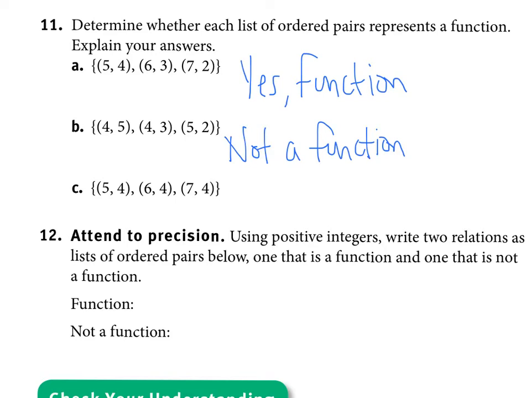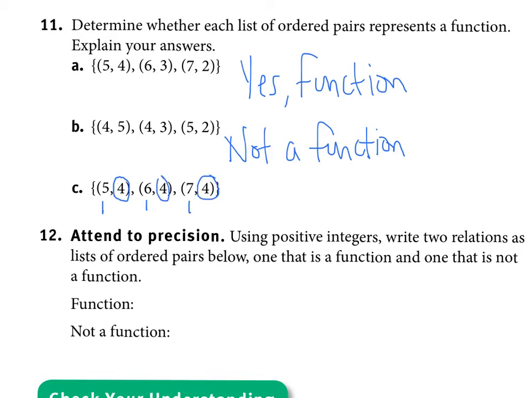So, what did you get? Function or not a function? If you look at the inputs, first of all, none of them are repeating, so that should give you a first sign there. Now it doesn't matter that all of the outputs are the same. If you notice that all the outputs are the same, it doesn't matter.